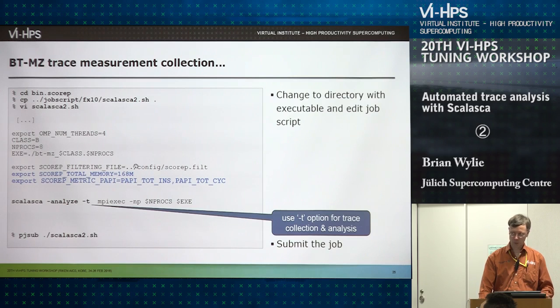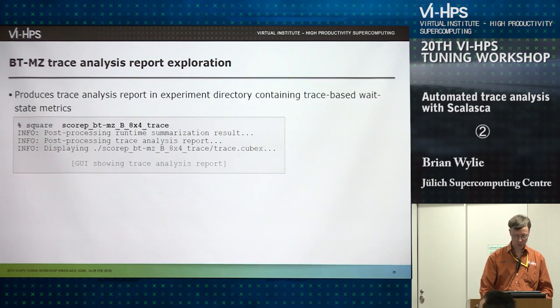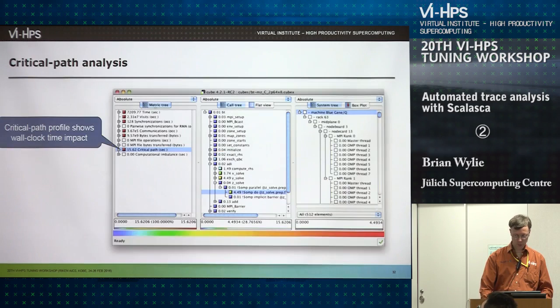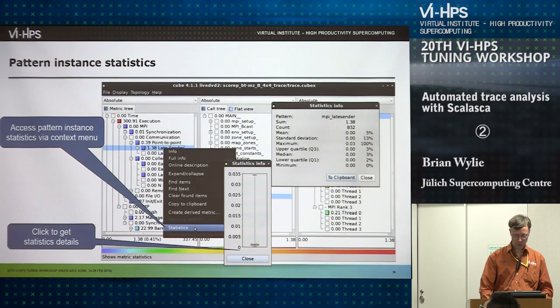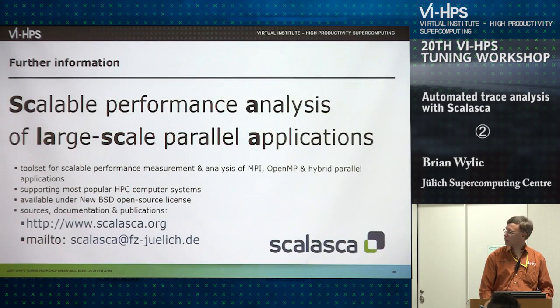The Scorep score can also give you some idea of how much additional space you require for that, at least for the hardware counters. The trace analysis, the additional metrics that are shown, the context help, and the statistics. So that is the end of the Scalasca slides that we have here.